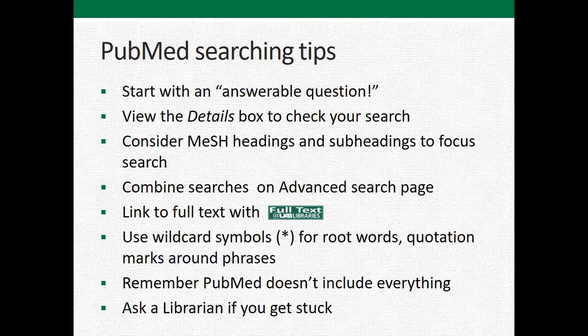And you can link to full text using the full text UAB Libraries link here at UAB. You can use wildcard symbols, which is generally the asterisk in PubMed and most other databases, for root words. So if you're looking for diabetes, diabetic, you can end it at diabet and put an asterisk at the end. It'll look up all the forms of that word. And you can put quotation marks around phrases to force the database to look for that phrase. You can also put a hyphen between the words in the phrase, and it'll do the same thing.